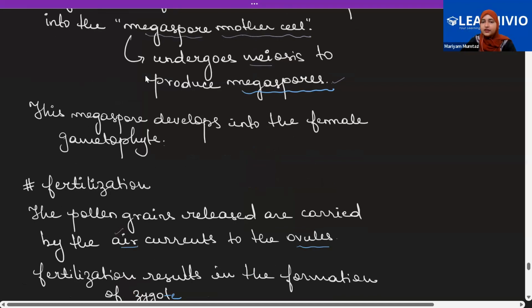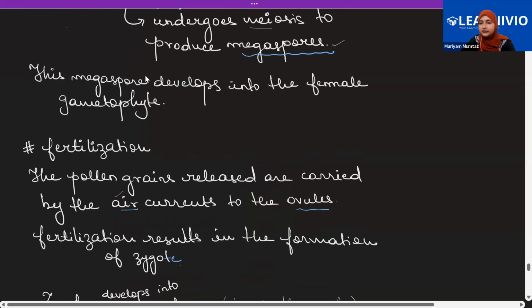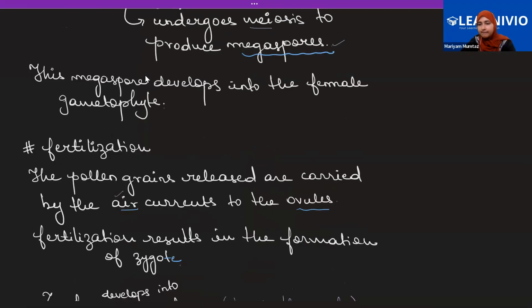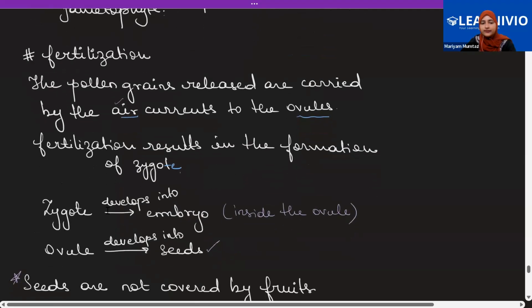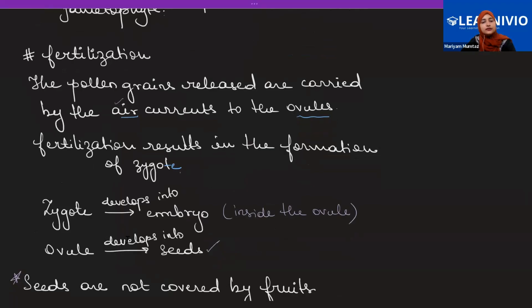Then this megaspore is going to develop into a female gametophyte, which will be the female gamete. Then comes fertilization. Fertilization is basically when the male gamete fuses with the female gamete to form a zygote.